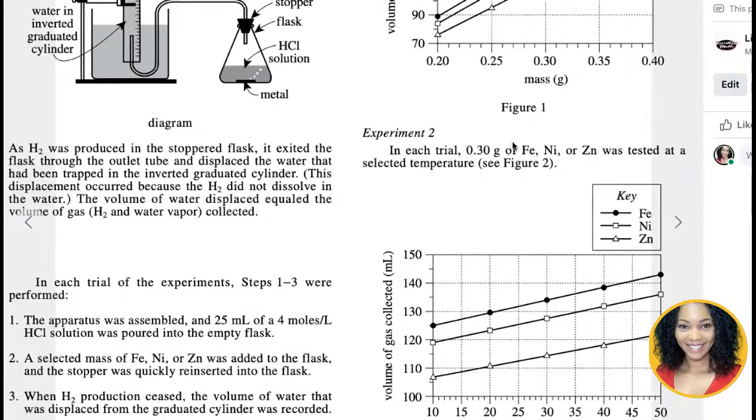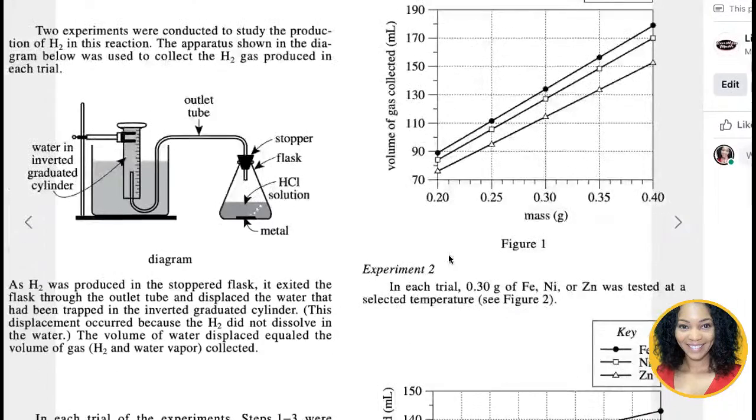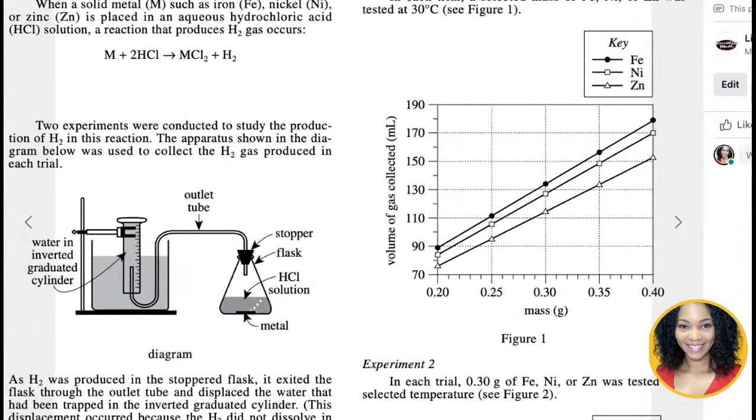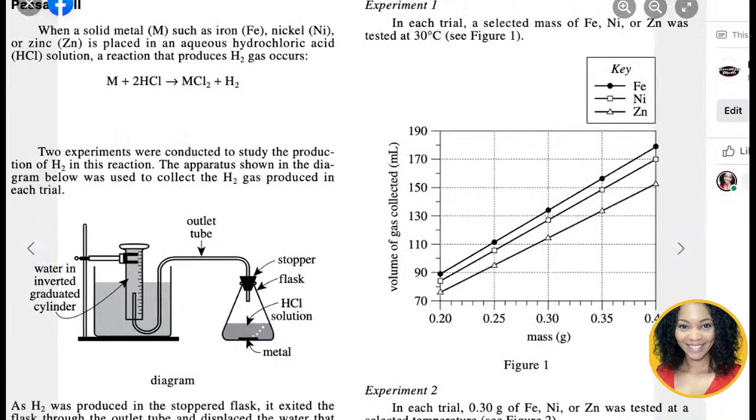Experiment 1. Okay. And again, Ni is the open square. And the volume needs to be a little bit shy of 130, going until we get to the open square, which is here. And what's the mass? That mass is 0.3 grams. So that's going to be our answer to this first question, 0.3 grams, which should be answer choice H.